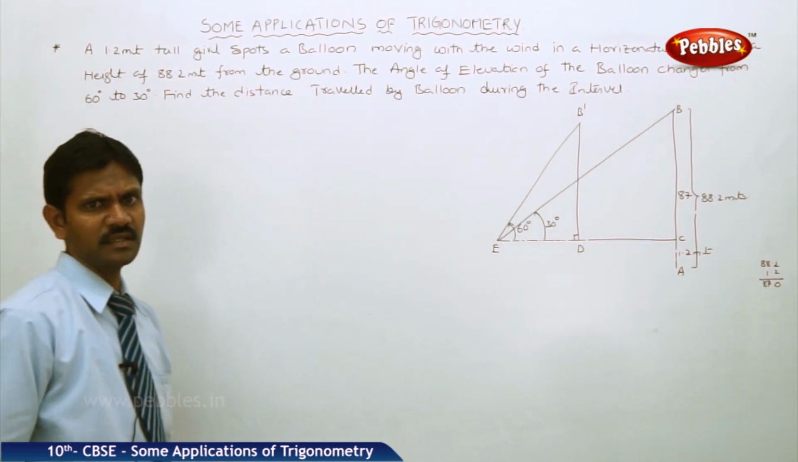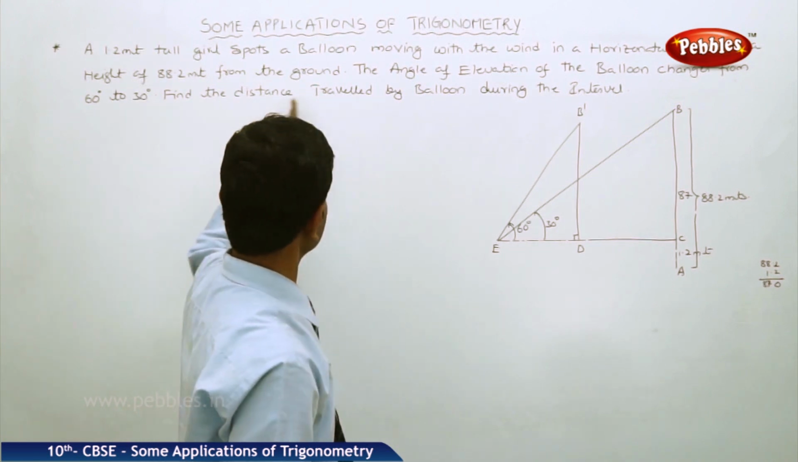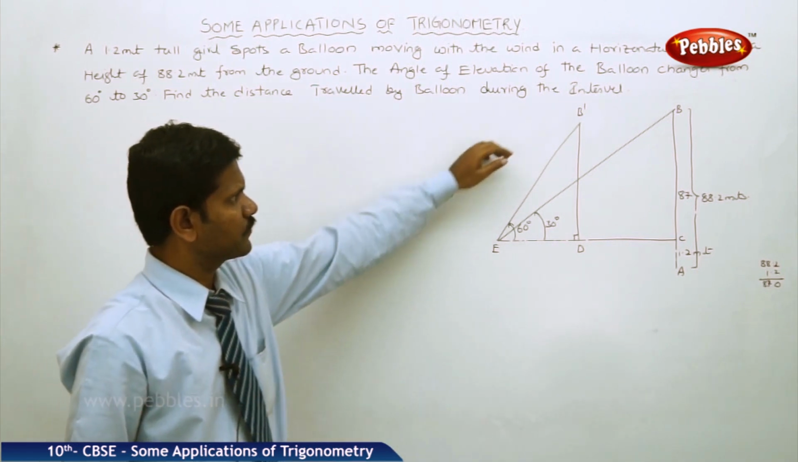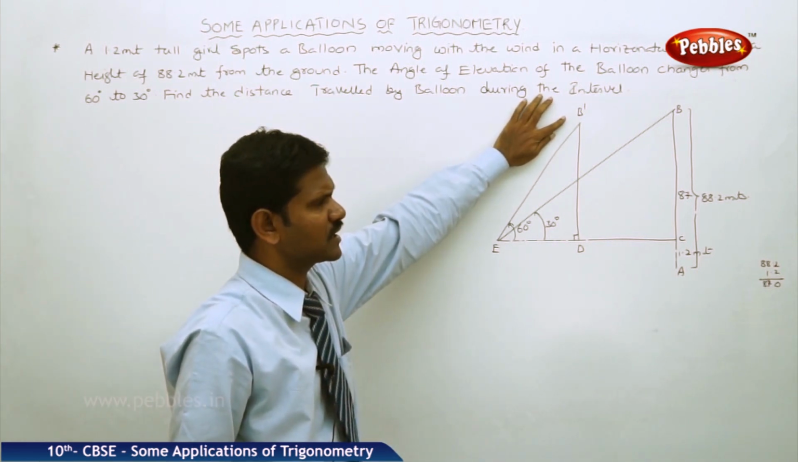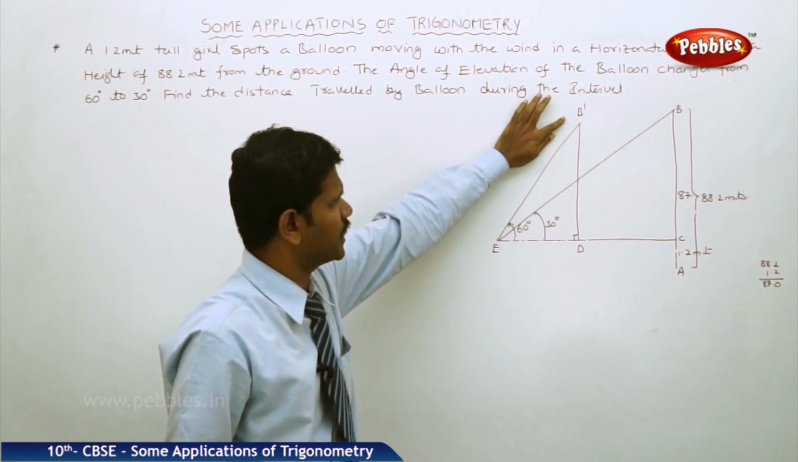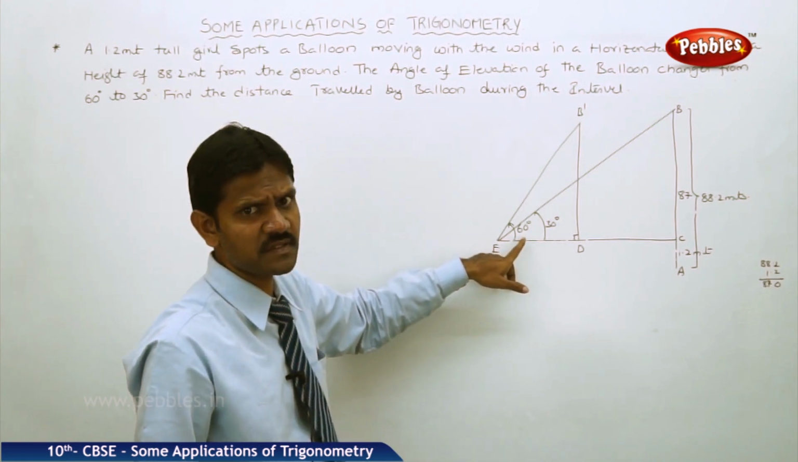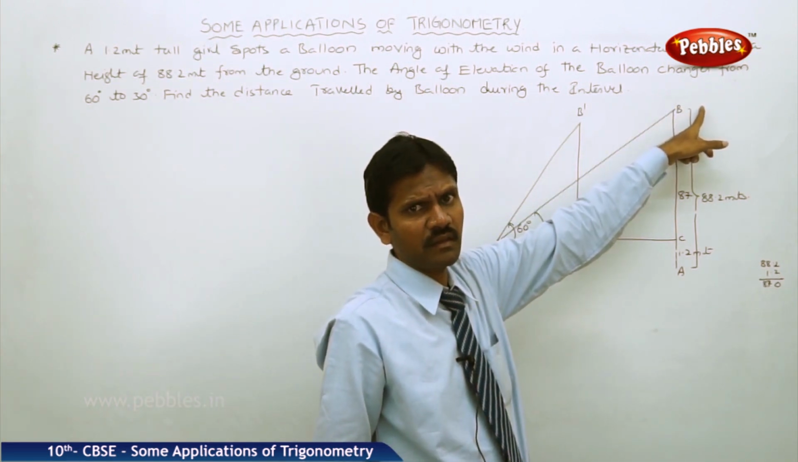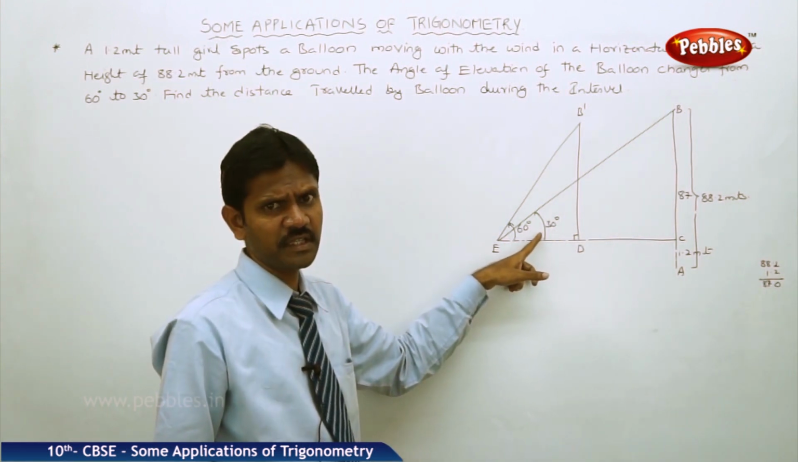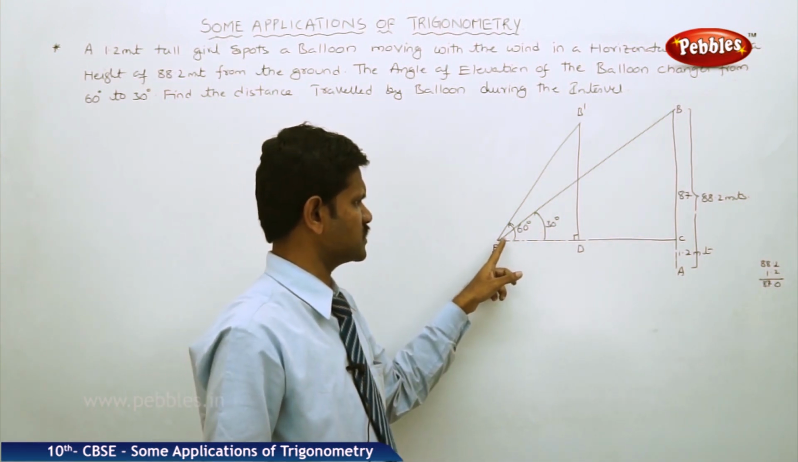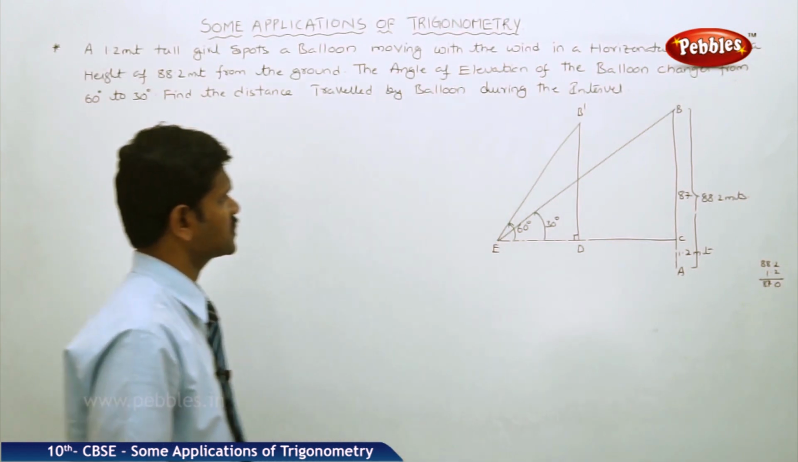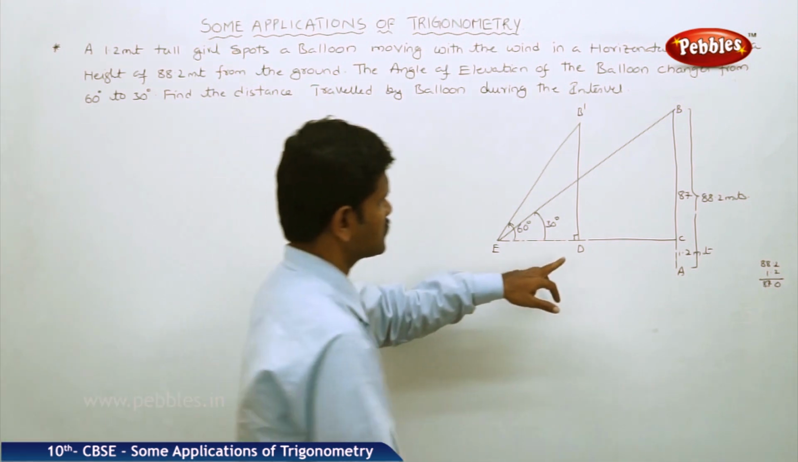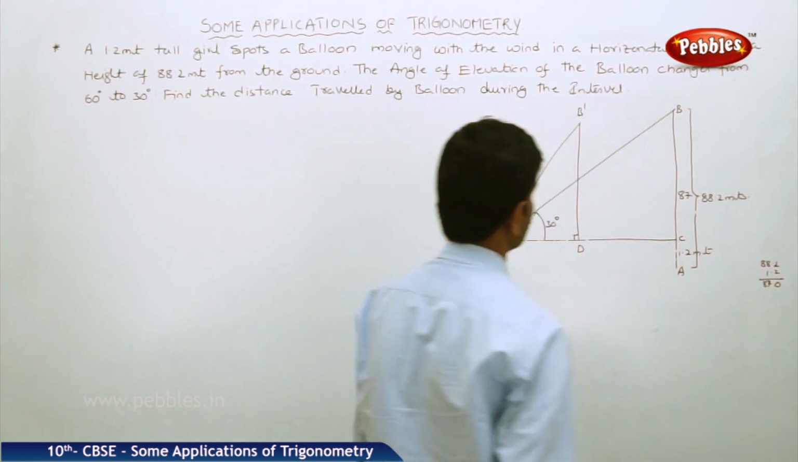Now, find the distance travelled by the balloon during the interval. That is, at the very beginning the balloon was at B dash. At the time, the angle of elevation is 60 degrees. After that, the position of the balloon is B. Then the angle of elevation is 30 degrees. Now, the angle of elevation changes from 60 to 30 degrees. Therefore, we have to find out the distance travelled by the balloon from here to here.